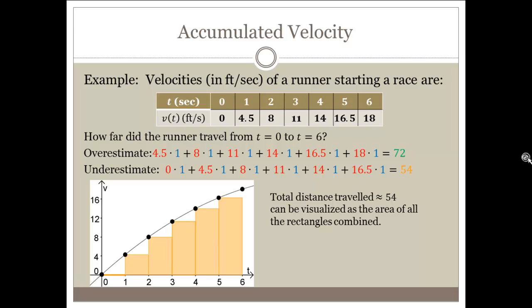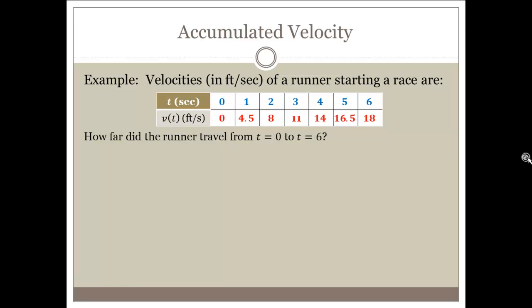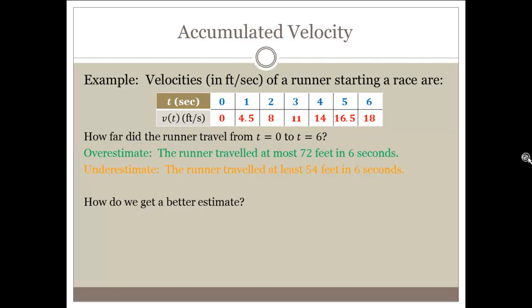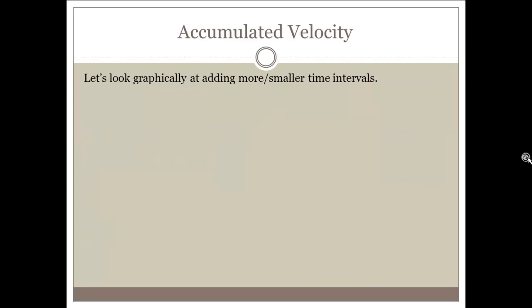Let's now use this visual understanding to better approximate the distance traveled. We just visualized our overestimate of 72 feet and our underestimate of 54 feet. Now, how do we make our estimates even better? That is, how do we get a smaller range of how far the runner could have traveled? We answered this question before by saying we needed to take smaller time intervals. So let's look graphically at adding more time intervals, which will make each time interval smaller.